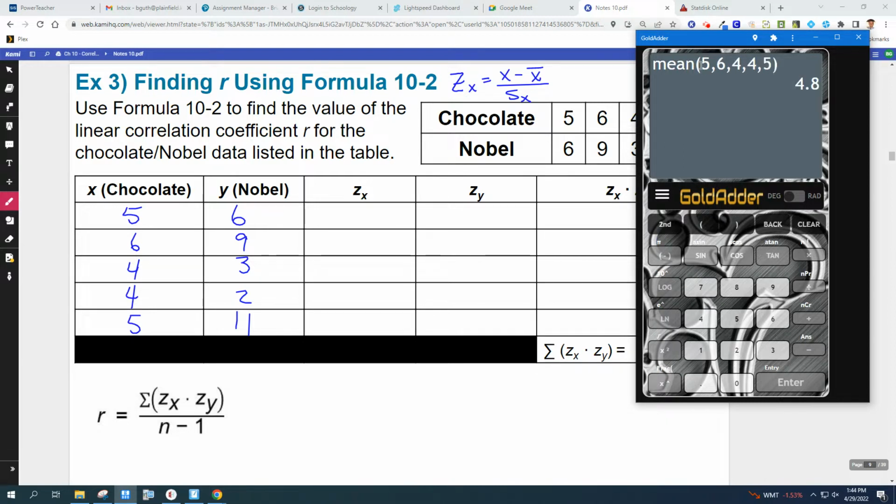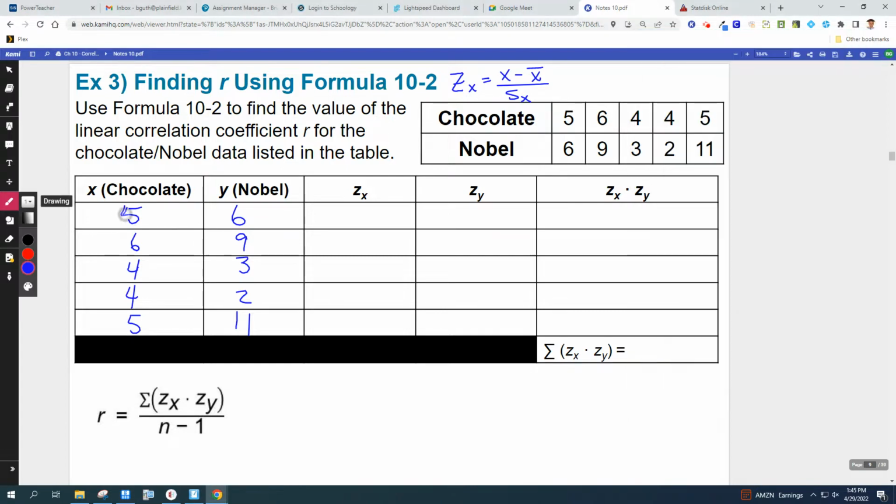The mean is 4.8. The standard deviation is that, okay? So you'll have to use your calculator or something. A spreadsheet will do it. I wouldn't want to do it by hand, but you can find the mean and the standard deviation of those x numbers, 4.8 and 0.83666. And so what you want to do is go through and use that calculation for each of these numbers.